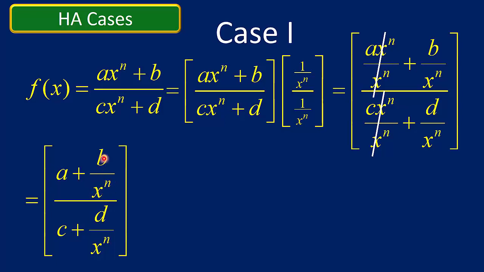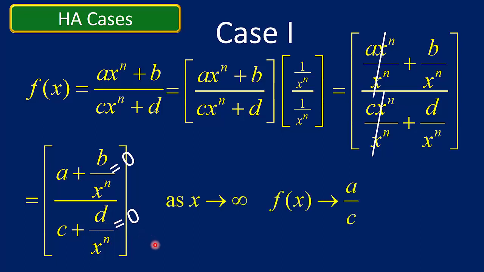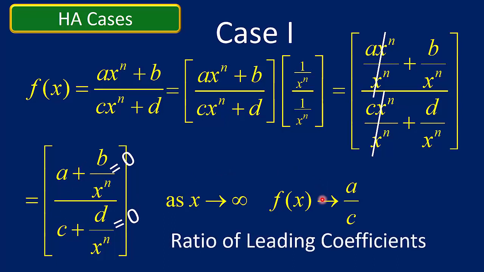Well, when you have a constant over something that's getting increasingly large, that's just going to be 0. Now we have 0 here and here. So here's what we find. As x goes to infinity, this term and this term go to 0. And all we're left with is a over c, the ratio of the leading coefficients.